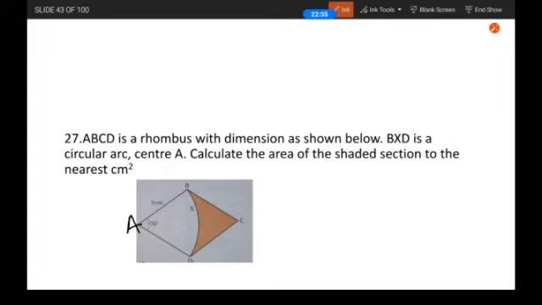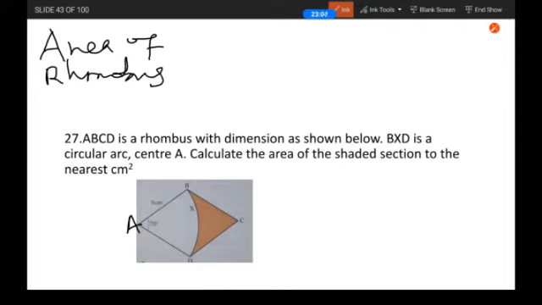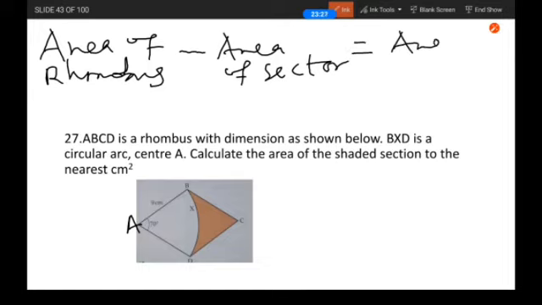But how can we solve that? We can solve it by saying area of the bigger shape, and that is a rhombus. We have solved so many questions on area of rhombus, both the one with diagonals and the one with angles. So area of rhombus minus area of sector, right? Very good. That will give us the area of the shaded section. Is that okay?